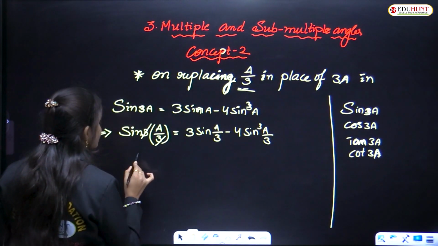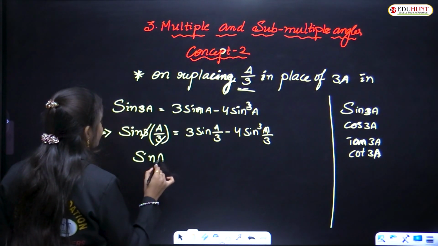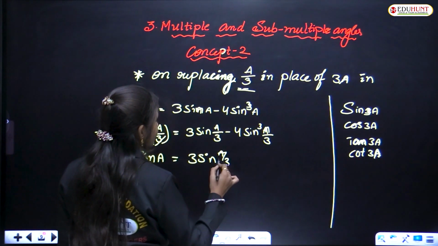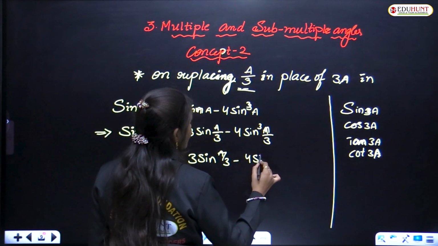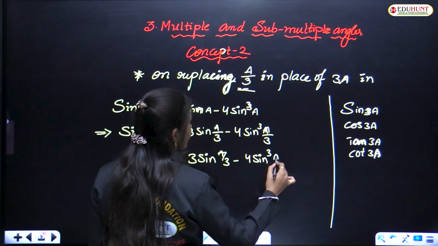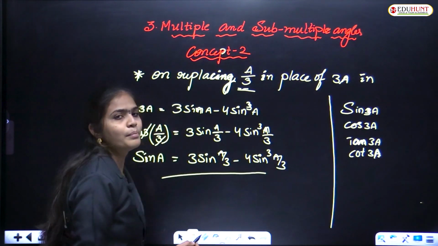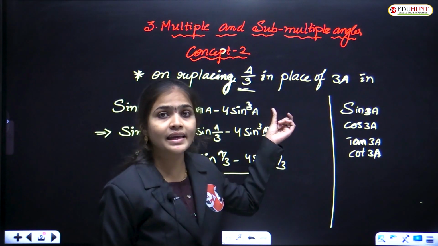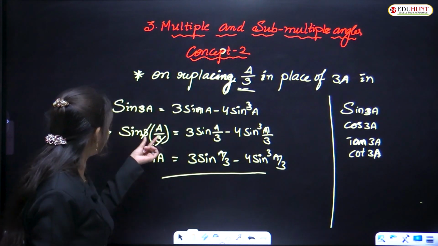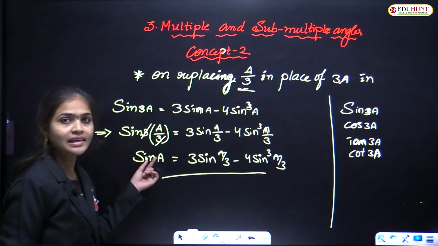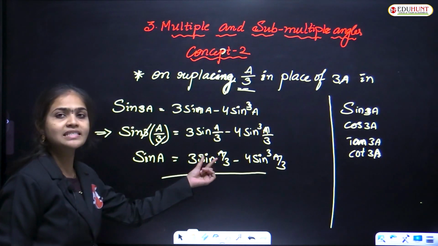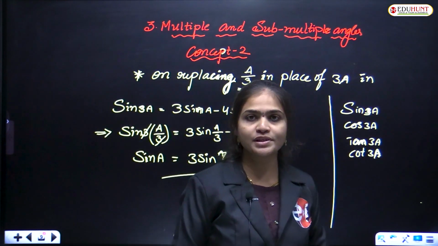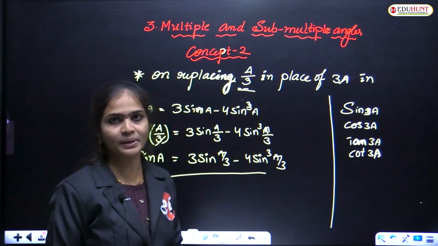Here 3 and 3 get cancelled, no? So here it is sin A. Sin A is equal to 3 sin A by 3 minus 4 sin cube A by 3. So this is the submultiple formula for sin 3A, where sin 3A is the multiple angle. So this is the first formula related to submultiple angles.